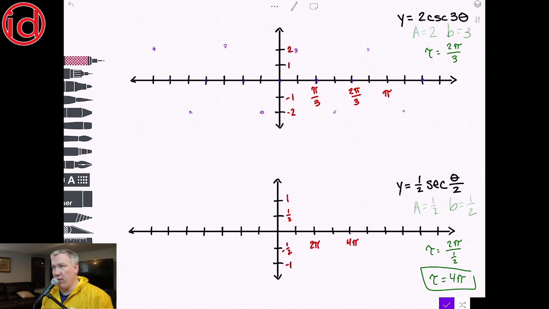I'm going to do the same thing here for secant, but the reciprocal of that is cosine, so I'm going to start at the peak, and then go to the middle, and then to the bottom, just like we did with all the cosine graphs. And my peak here is 1/2, because that's my amplitude.